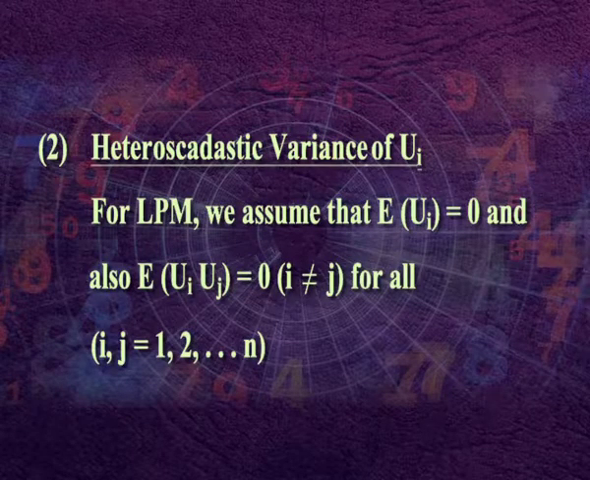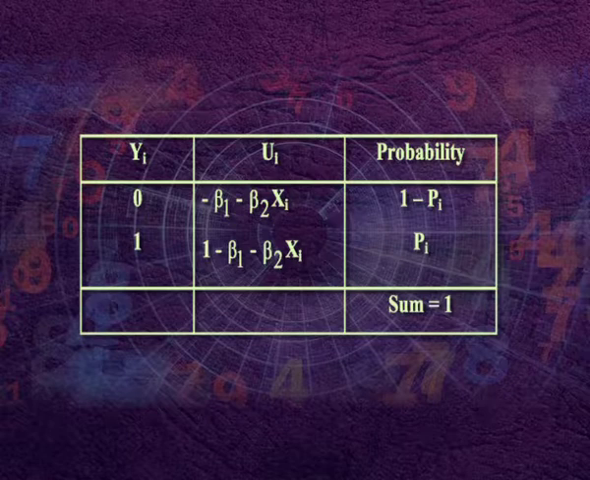For LPM, we assume that expected Ui equal to 0 and also expected Ui Uj equal to 0. Here, i is not equal to j, for all i and j, we have values 1 up to n. That means there is no serial correlation between the disturbances. We obtain probability distribution of Ui, which is shown here.